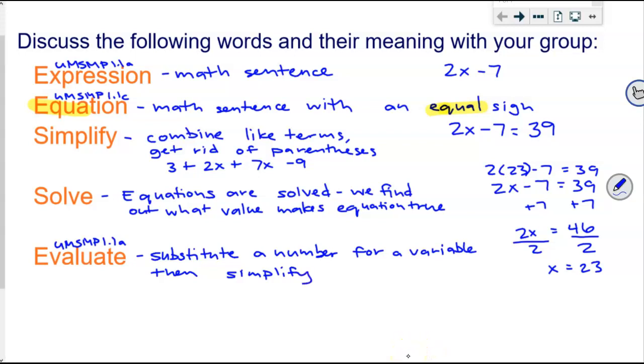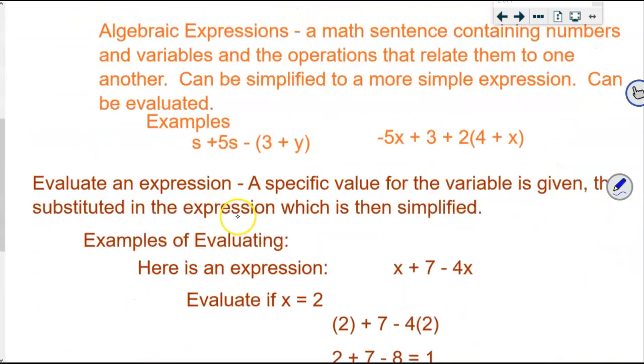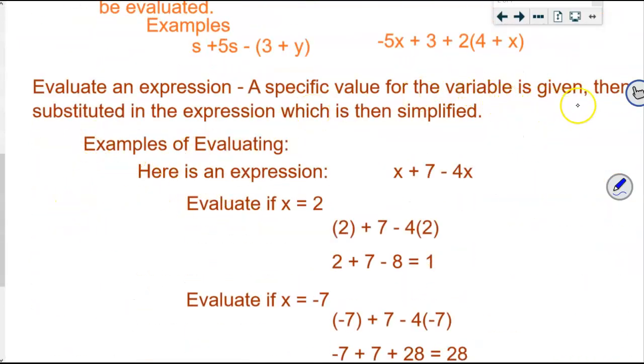I do have an example of that on another screen, so I'm going to move forward to that one. Evaluate an expression. A specific value for a variable is given, then substituted in the expression, which is then simplified. So here's an expression, x plus 4 minus 4x. And I'm saying evaluate if x equals 2. So now, instead of x, that x becomes a 2. Remember when we did this? We substituted in, and then we simplify. 2 plus 7 minus 4 times 2 is 2 plus 7 minus 8, which simplifies to 1. All right, that's what it means to evaluate.